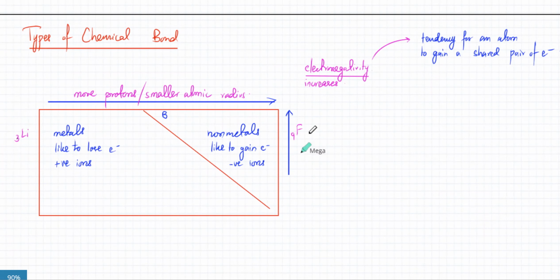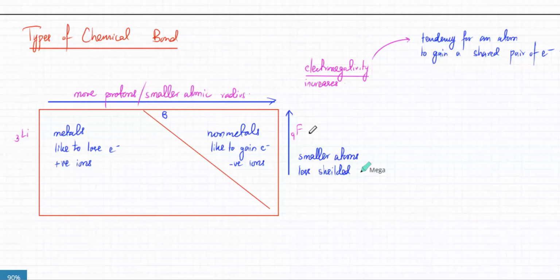And why does it increase as you move to the top? It increases to the top because at the top you have smaller atoms. When you have smaller atoms, you've got less shielded nuclei. So the nucleus is not surrounded by a lot of electrons, and it is better able to attract electrons from other atoms. So there's a less shielded nucleus, which leads to more attraction.